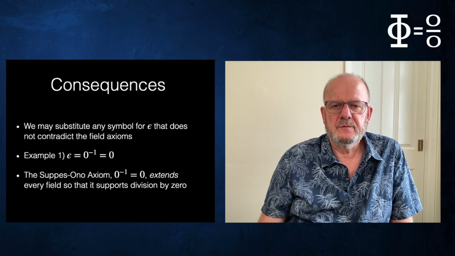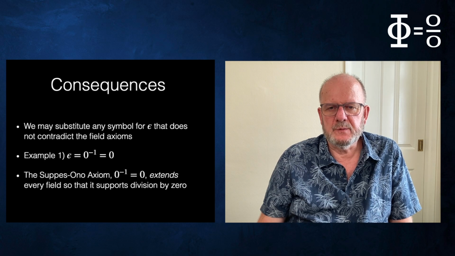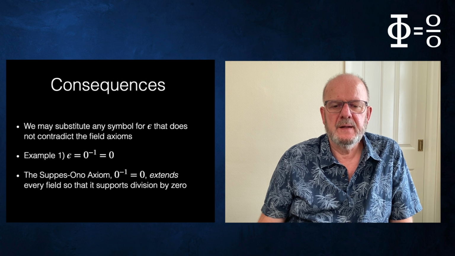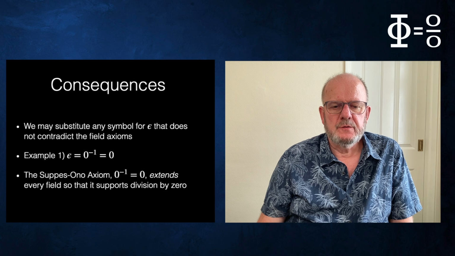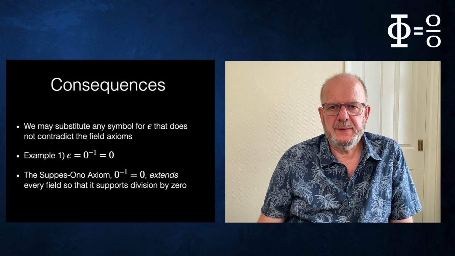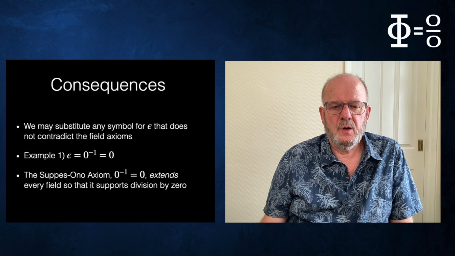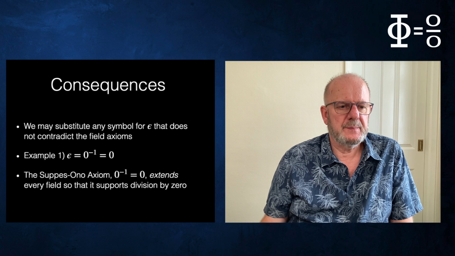For example, 0. 0 is already an element of the field. 0 is already a number in arithmetic. Taking 0 to the power minus 1 equals 0 preserves all of the laws of arithmetic and of fields. The Suppes-Ono axiom is named after two people. Patrick Suppes was a philosopher in the United States. He wanted to prove that physics is consistent. I'll make another video about him. And he came across the solution 0 to the power minus 1 equals 0. Ono is a Japanese mathematician. You can track him down and email him if you speak Japanese.